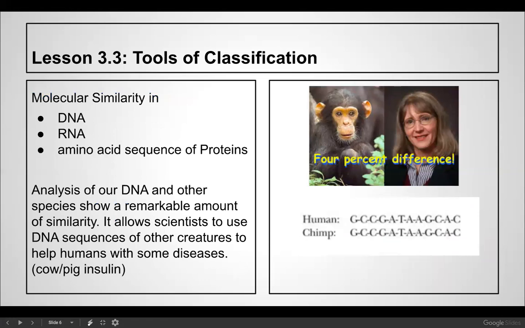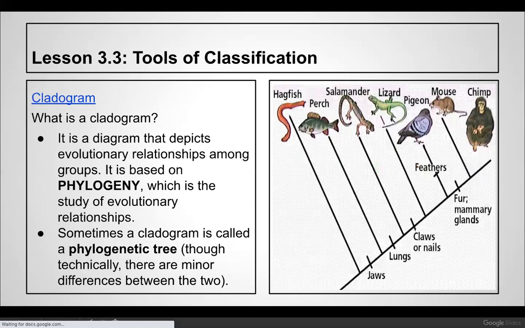And so the same sequences of G's, C's, T's, and A's, all right? And therefore that protein that will be produced is going to be the same. So the analysis of our DNA and other species shows a remarkable amount of similarity, and it allows scientists to use DNA sequences of other creatures to help humans deal with some different diseases. So we have the ability for humans to use insulin that's created by pigs to help with diabetes.